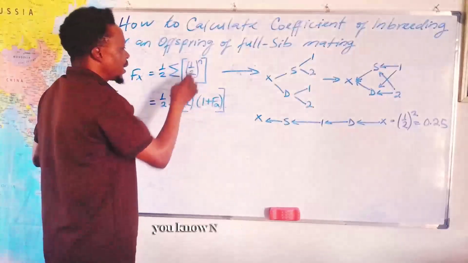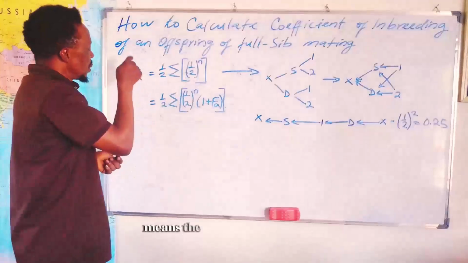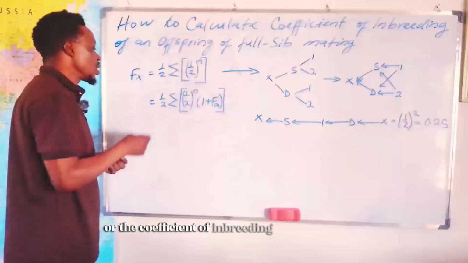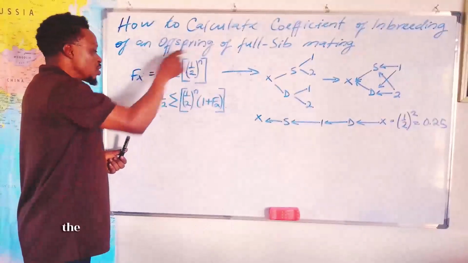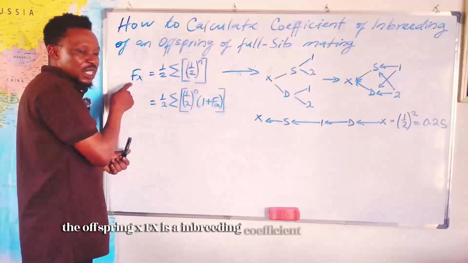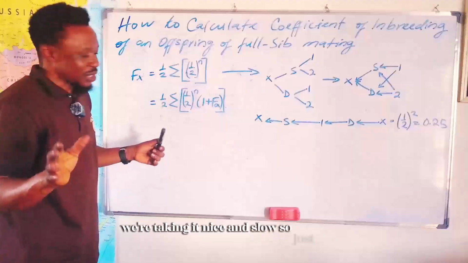Fx here means the inbreeding coefficient, or the coefficient of inbreeding, of an individual, the offspring X. Fx is the inbreeding coefficient of the individual X. We're taking it nice and slow, so just relax.